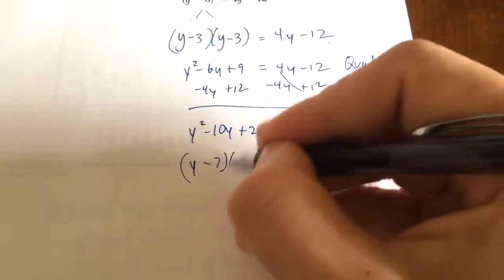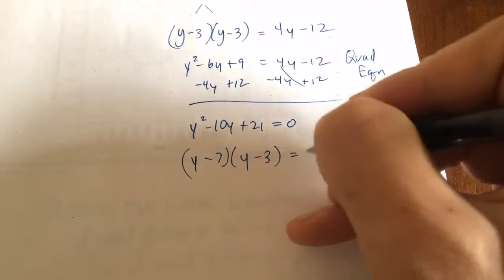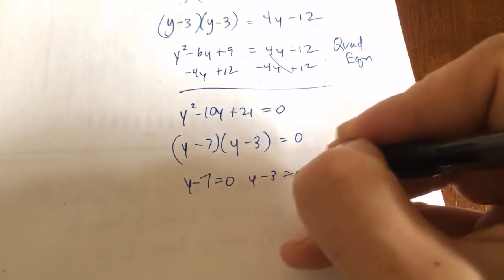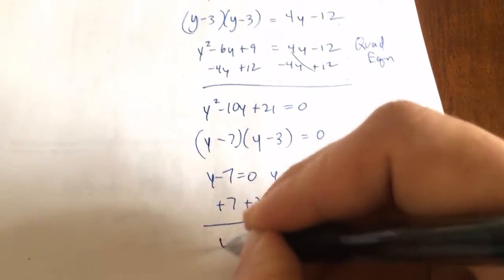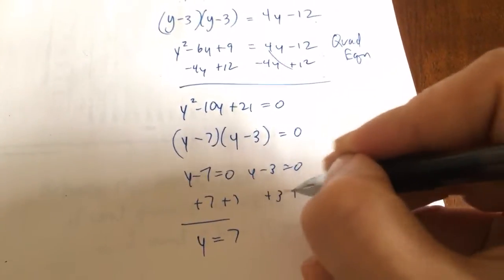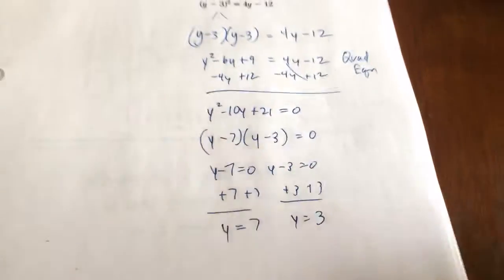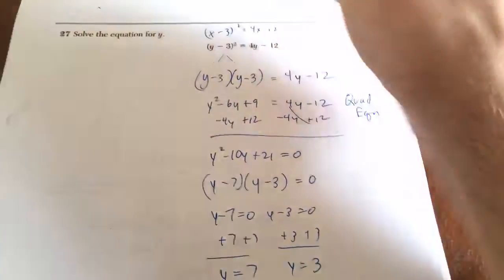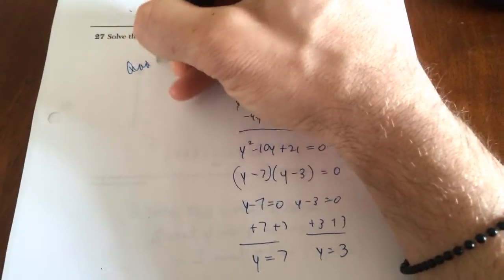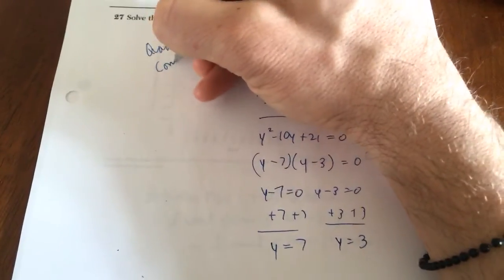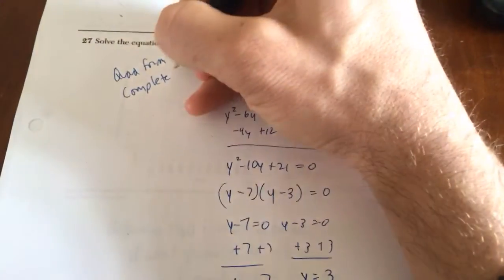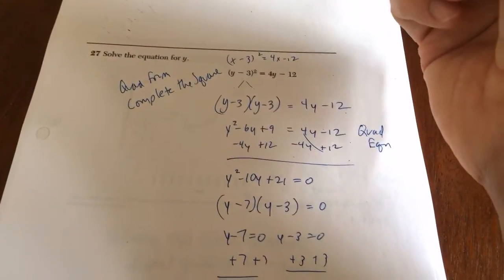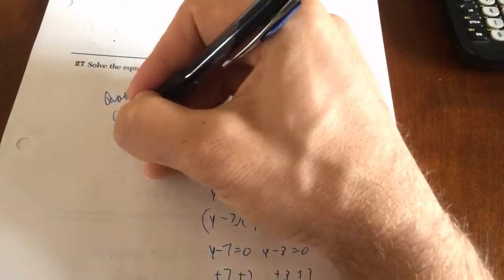Y minus 7 and y minus 3. Set both of these equal to 0. Y minus 3 equals 0. Add 7. You get y equals 7 and y equals 3. Other methods you could have used, it does not say algebraically, so you could have done the quadratic formula. You could have completed the square. I don't know if you could have done it graphically.